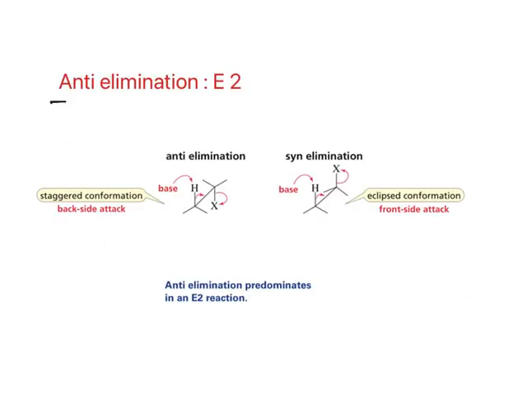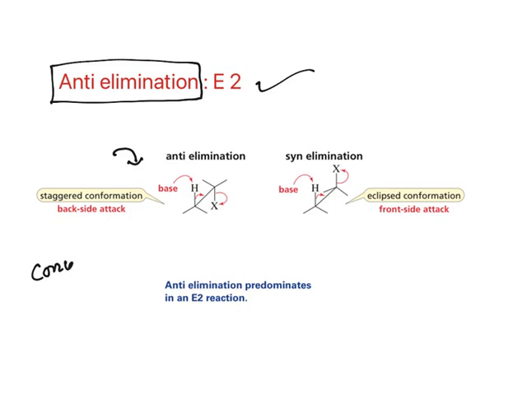Now, one more important thing: anti-elimination is followed in the E2 elimination method. You need to understand this. In alkyl halides, E2 is a concerted reaction. In concerted reactions, all of them will be lying on the same plane. If the base and halide are in opposite planes, it is called staggered conformation. If the base and a proton are on the same face, it is called eclipsed conformation.